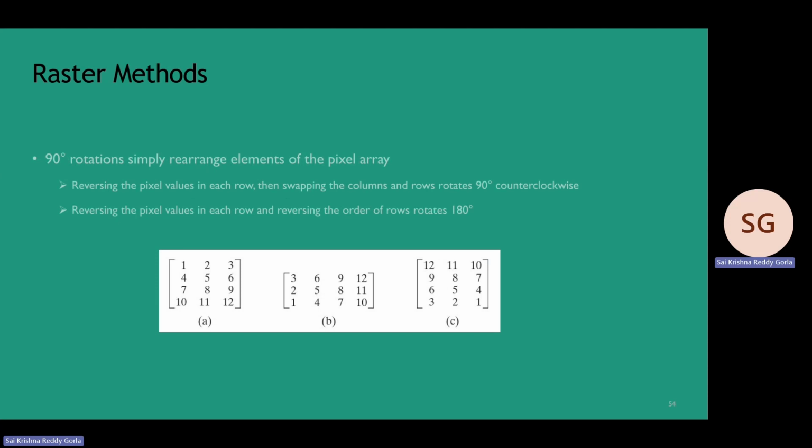Then coming to the next slide, the raster methods: a 90 degree rotation simply rearranges the elements in the pixel array, reversing the pixel values in each row, then swapping the columns and rows, giving a 90 degree counterclockwise rotation. Here you can see that a matrix of 4 by 3, if rotated by 90 degrees, becomes 3 by 4, and when rotated again by 180 degrees, the rows and columns are arranged as in the 4 by 3 matrix.